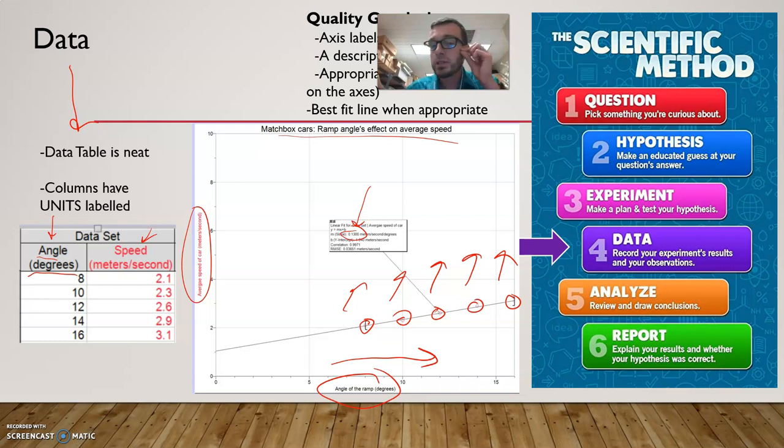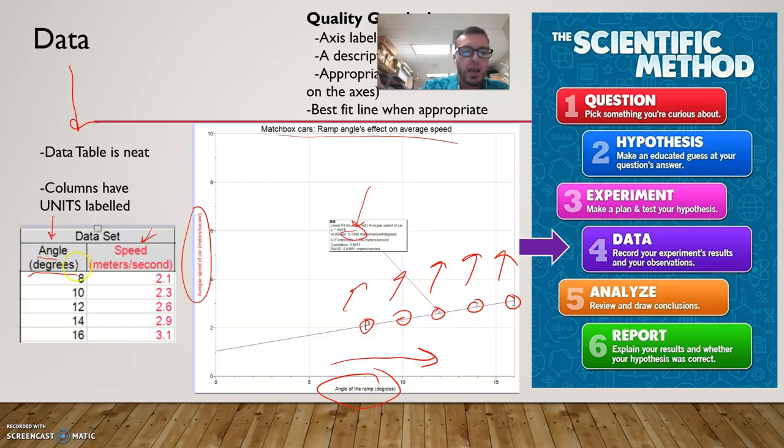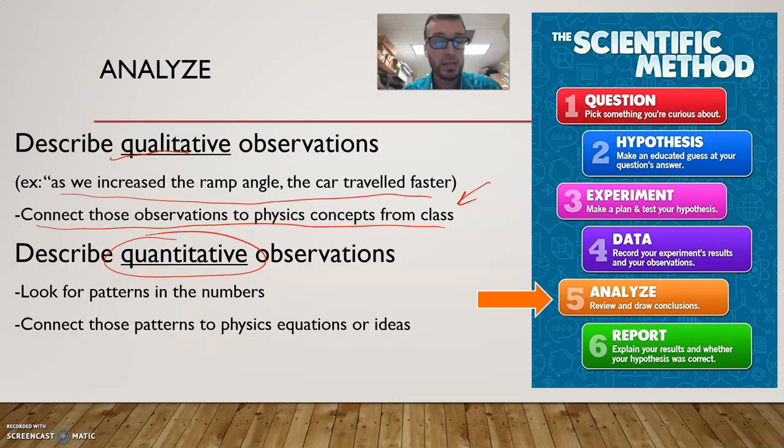You hear all these numbers that I'm talking about? That's quantitative. That has numbers attached to it. And so you want to look for those patterns in your numbers. You could also make an observation. You could say, on average, every time I increase the ramp by 2 degrees, my speed increased by about 0.2 to 0.3 meters per second. So again, that's giving a range of values, but it's still giving quantitative values.